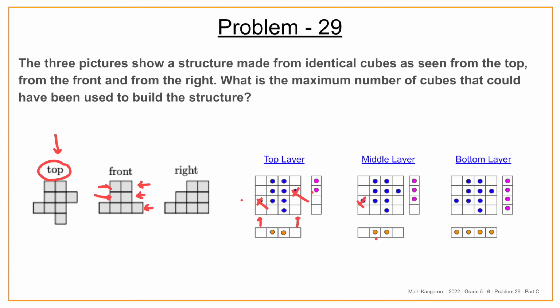There are cubes in front, so we keep it. There are cubes in front, so we keep. There is nothing in front of it, so we remove it. Bottom layer, there is 1 on each of these grids. Now let's analyze the right side.